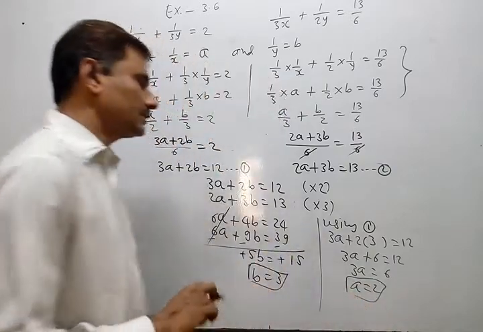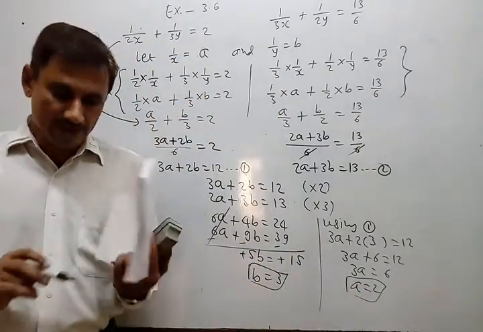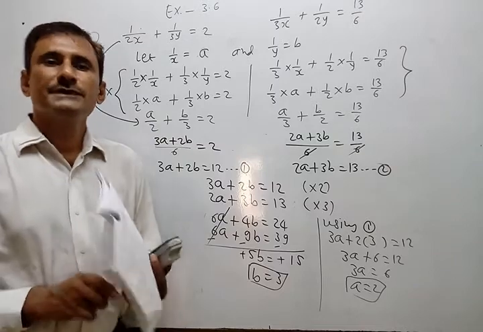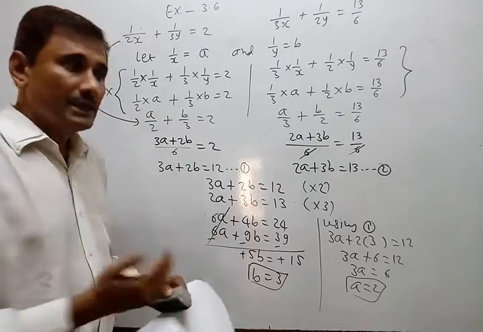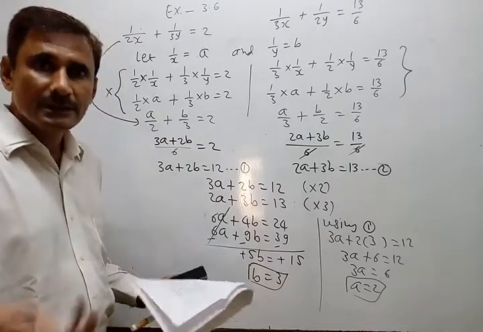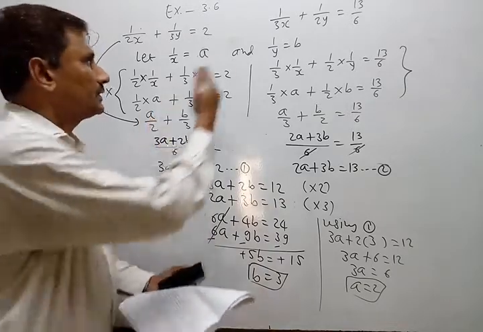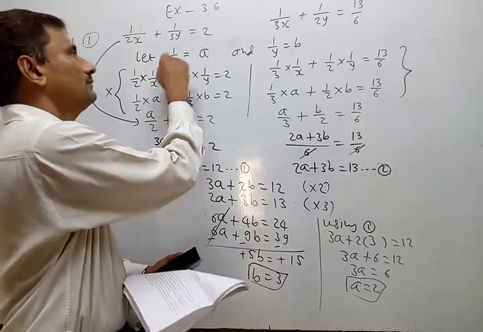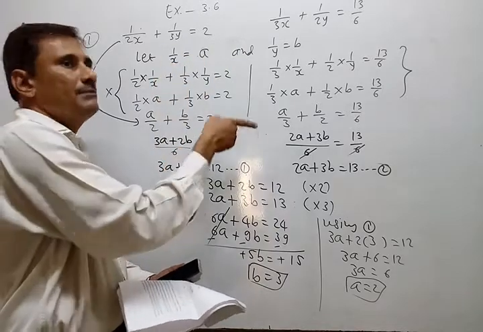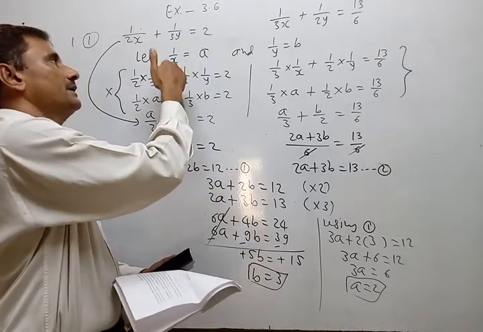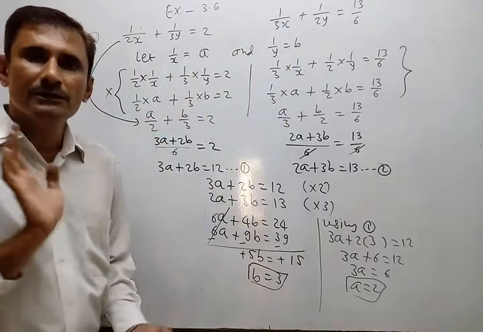So we got a equal to 2, b equal to 3, but these are not the answers. Why? Because the variables given are not a and b. A and b are ours, not theirs. So we have to again include x and y there. So again go in the reverse way. In place of 1 by x, we have placed a and in place of 1 by y, b. Now in place of a, write down 1 by x, and in place of b, write down 1 by y.